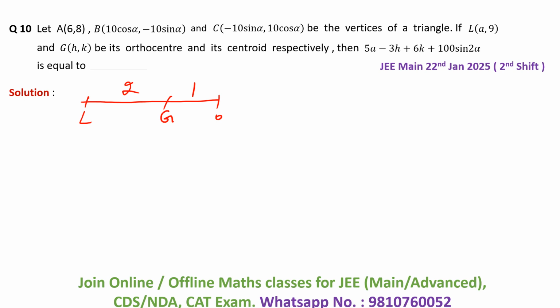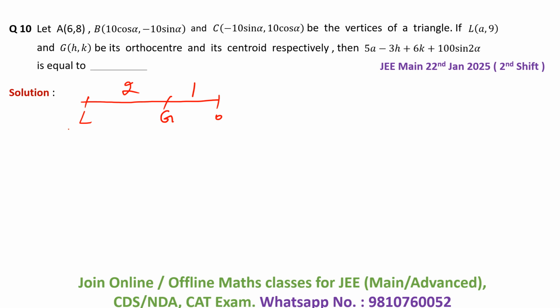Now, since in this question L (a, 9) is the orthocenter and G (h, k) is the centroid, both points are different, they are distinct. So we are assuming that this triangle cannot be equilateral. But more specifically, if you want to know why this triangle cannot be equilateral, I will show this at the end of the question. Now, first of all, we will consider the case when the triangle is not equilateral. Fine.